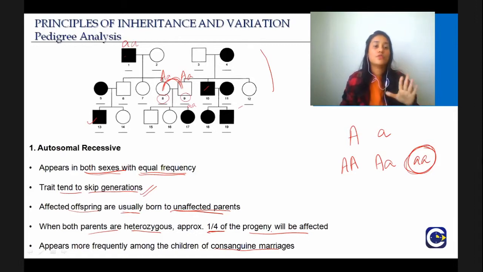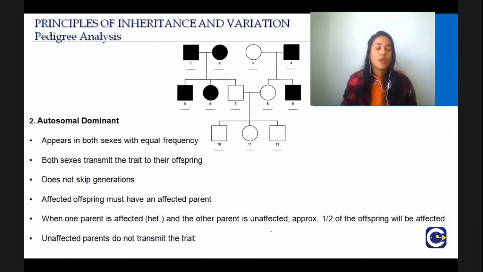So this is about autosomal recessive disorder. The most important thing you have to remember is it tends to skip generations usually, and affected offsprings are usually born to unaffected parents. These two points will help you solve the questions. Good, then let's proceed. Autosomal dominant disorder.